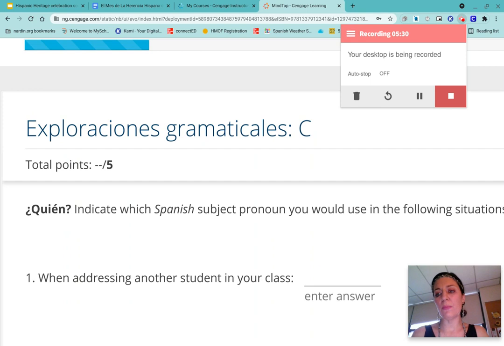in this one, I would pick either él or ella, he or she, because it's one student. But if I were addressing my teacher, I might say usted. If I were addressing a group of boys, I would say what? Ellos, right? They. So you want to make sure that you know your subject pronouns to be able to answer the questions here.